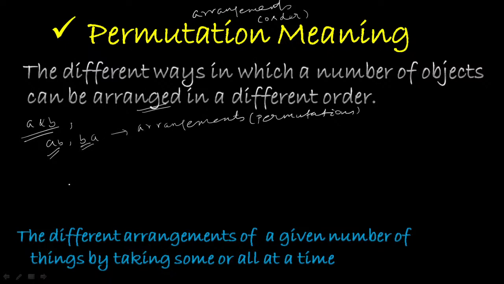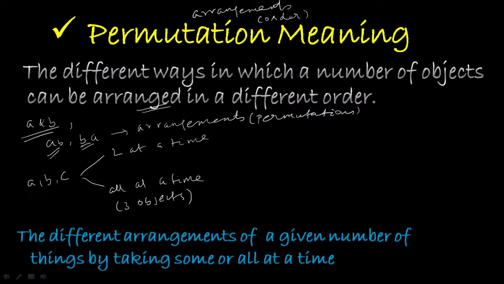Suppose instead of 2, I take 3 objects, let me take A, B and C. Here I have 2 choices. Either I take only 2 objects at a time, either A with B or A with C, or I take all at a time, in the sense that I take all the 3 objects at a time. Here I have only 3.